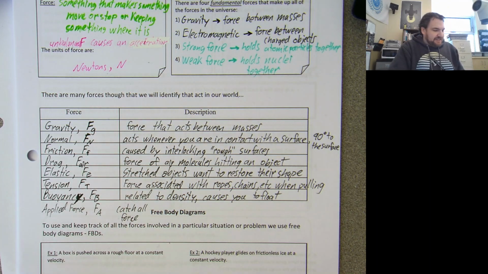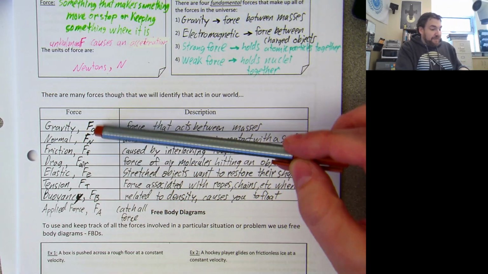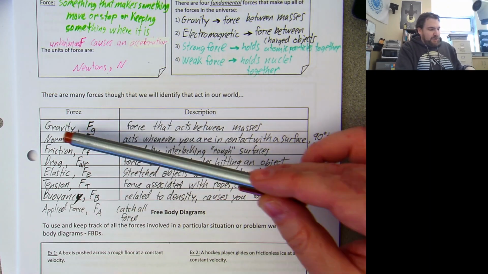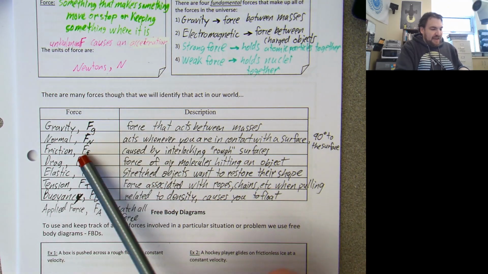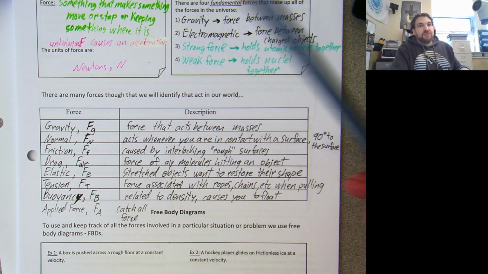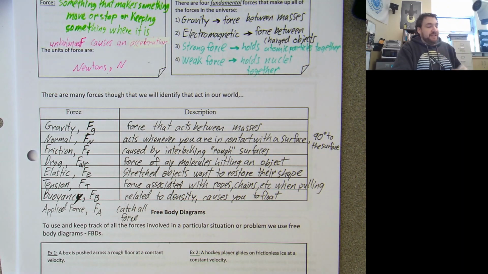So the forces that we listed are gravity. All of them I gave notation for. Gravity is Fg, your normal force is Fn. Gravity and normal are the most common ones that we will be dealing with.